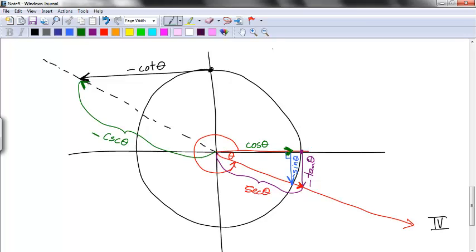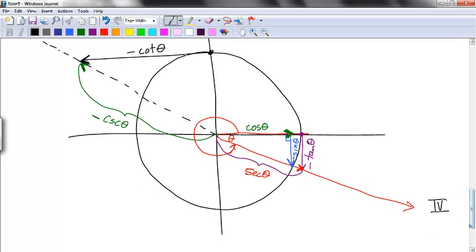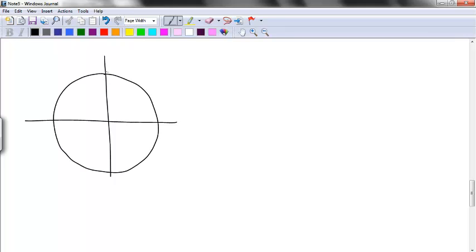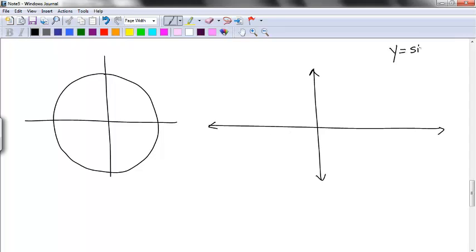Now, how do you use that to help you draw the graph for sine and cosine? Let me take you through that. Draw one little circle out here. And out at the side, standard labels when we start drawing these graphs. The first one we're going to do is y equals sine of theta. On the calculator, it'll be y equals sine of x.